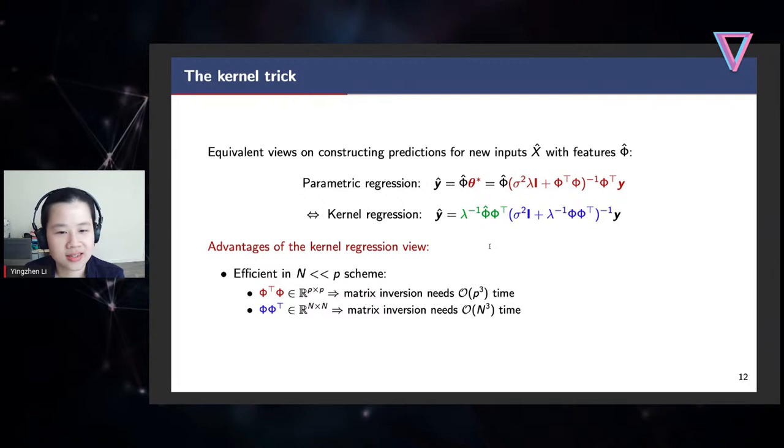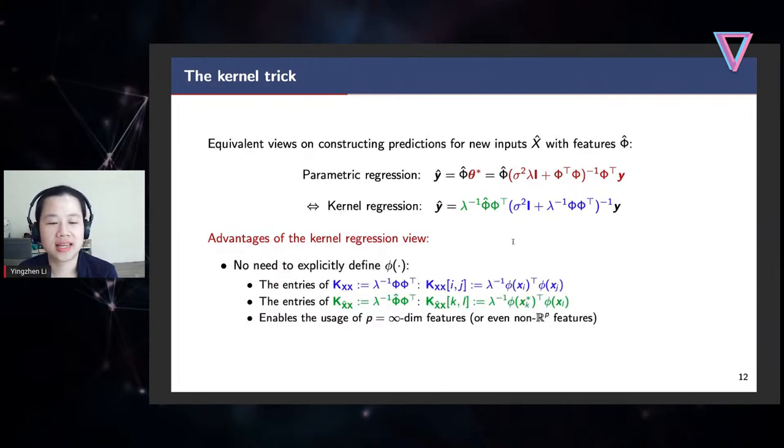Okay, so the second observation is that, in this kernel regression case, what we need is the product of phi transpose, as well as the product of, say, the new test data point features and the training data point features transpose. So this really means, if you have ways to compute, say, the blue matrix and the green matrix directly, there is no need to explicitly define the phi function.